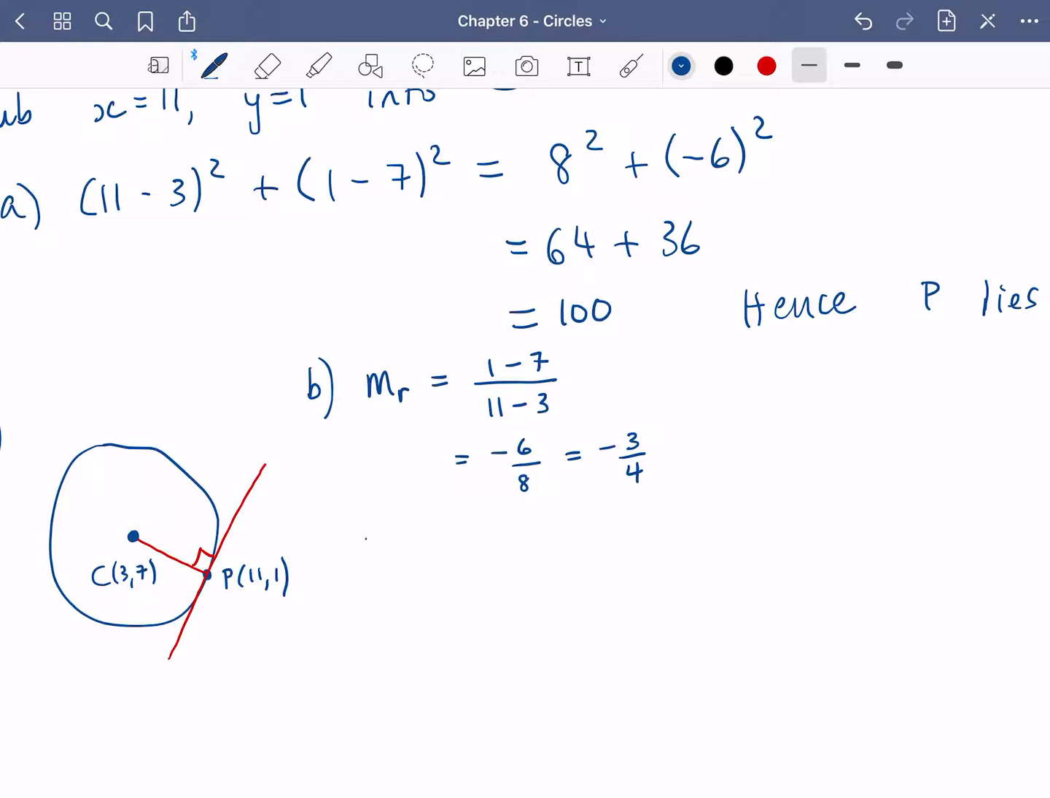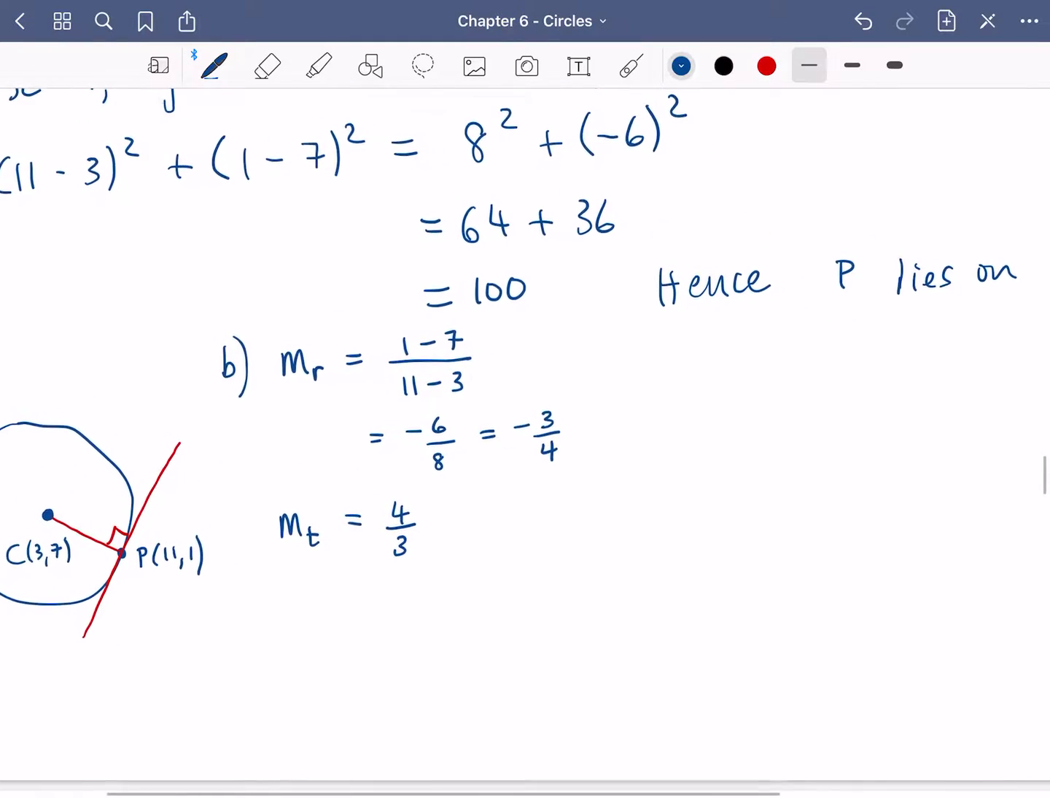Now we're going to work out what the gradient of the tangent is. So I'm just going to write a little t there to show that it's the gradient of the tangent. Now, if they're perpendicular, you should very quickly be able to tell me that if the gradient of the radius is -3/4, then the gradient of the tangent is the negative reciprocal, which is 4/3.